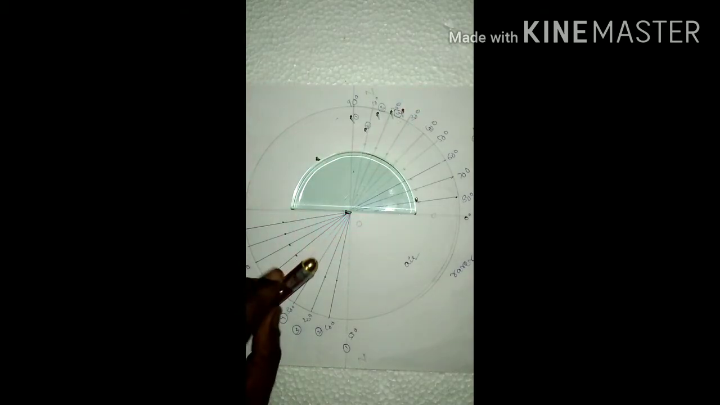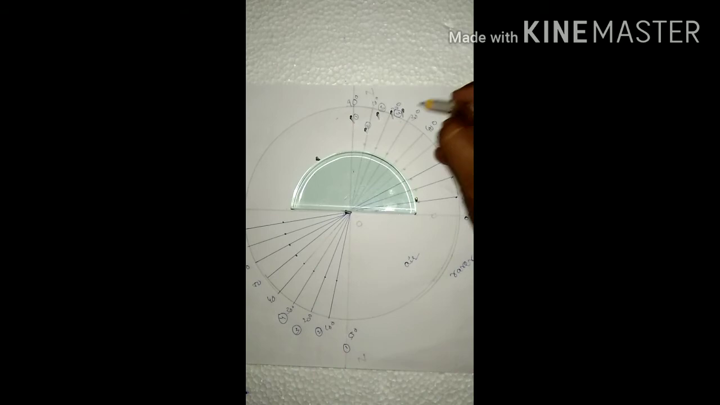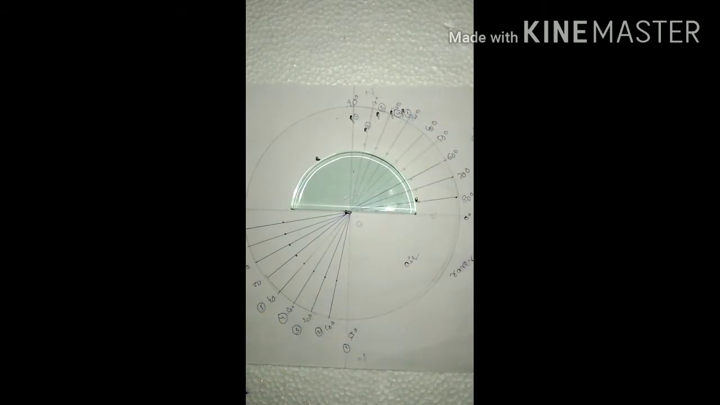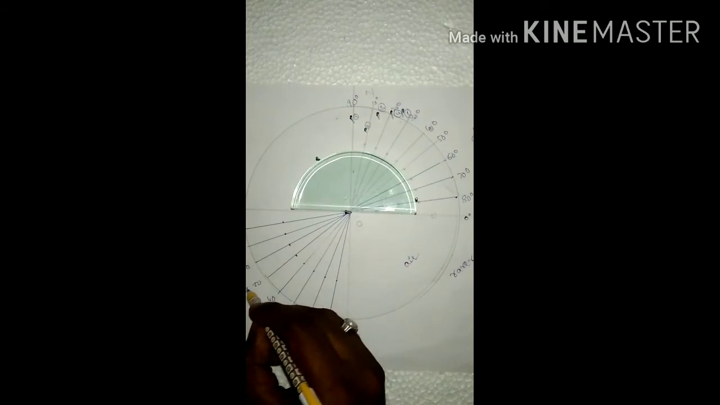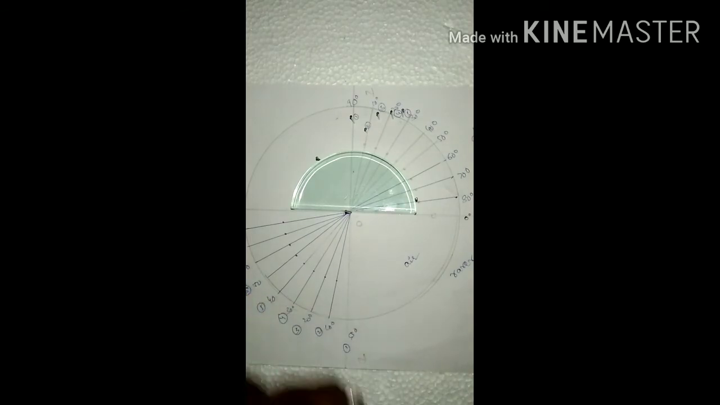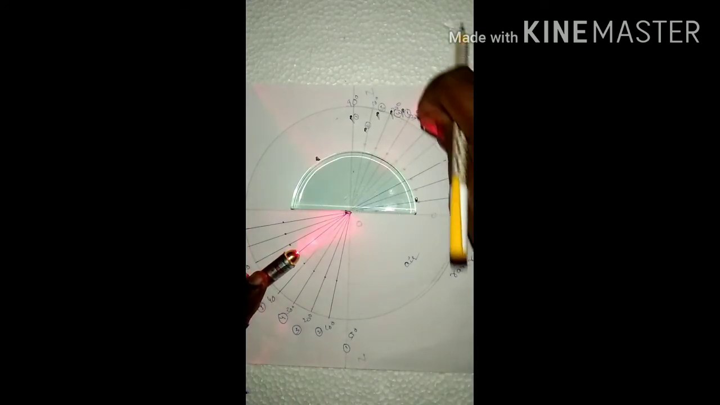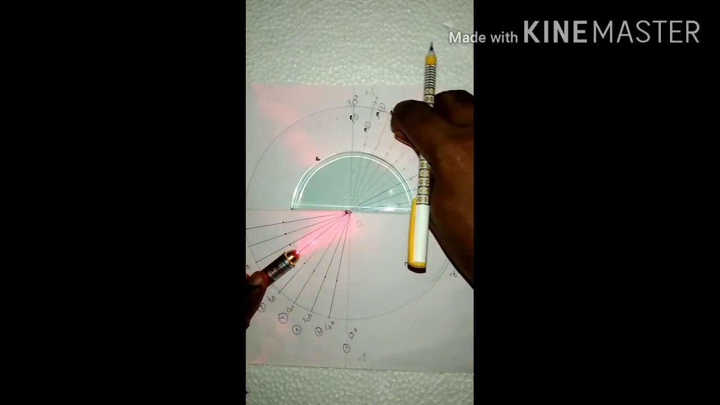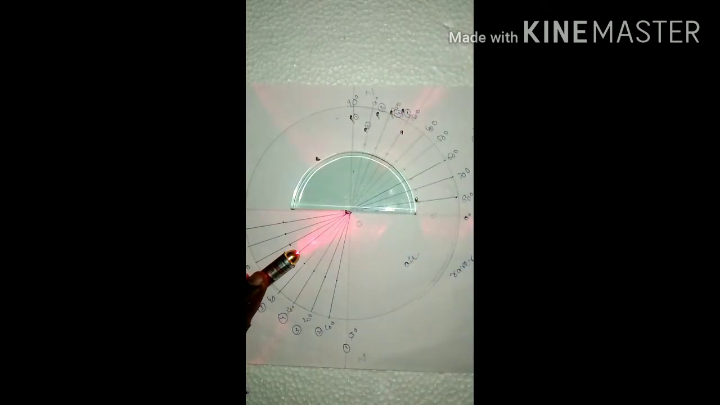Means for every angle of incidence we are measuring the angle of refraction. Now this value becomes how much? Fifth value. So here also fifth value. Next angle of incidence is 50, that value becomes 6. Now pass the laser light at an angle of 50 degrees through the pin. Now once again I am going to observe the angle of refraction. Angle of refraction for 50 degrees is approximately 32 degrees.